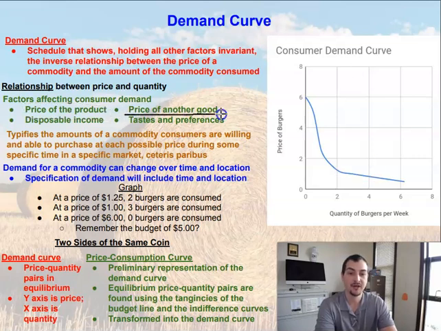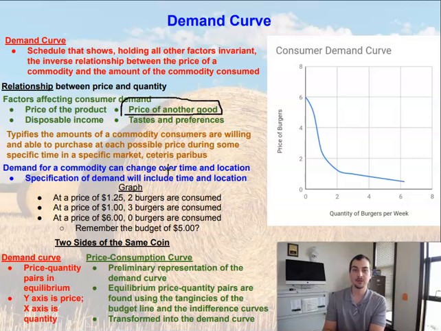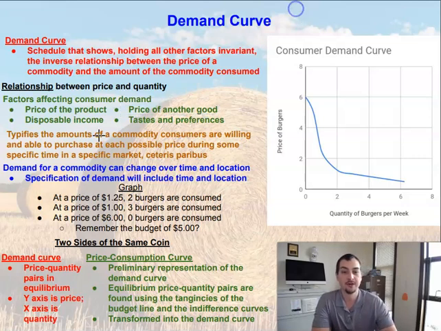The price of another good, we know that that's going to have an effect on it. Because if you remember, as we changed the price of hamburgers, what was happening to the quantity of tacos being consumed? Well, as the price of hamburgers fell, the quantity of tacos fell. If the price of hamburgers rose, the quantity of tacos rose. So we know that the price of another good is going to have an effect on it.